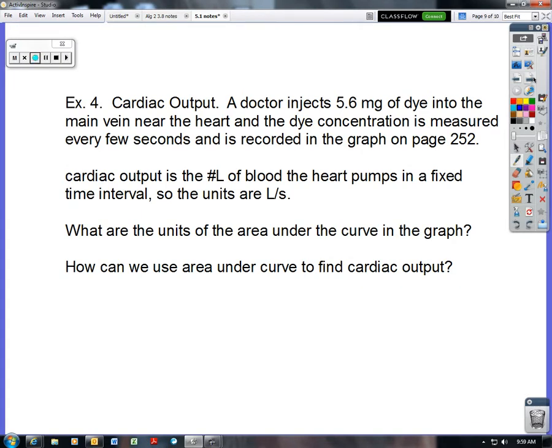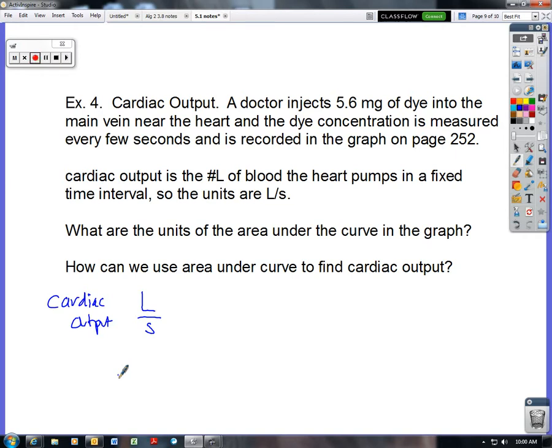We'll try. This is an example in the book. It's a pretty classic problem. A doctor's injecting 5.6 milligrams of dye into the main vein near the heart, and then they measure the dye concentration every few seconds, and it helps with some kind of medical thing. So, I guess it helps with cardiac output. Cardiac output, the units are liters per second. How many liters per second is your heart pumping?